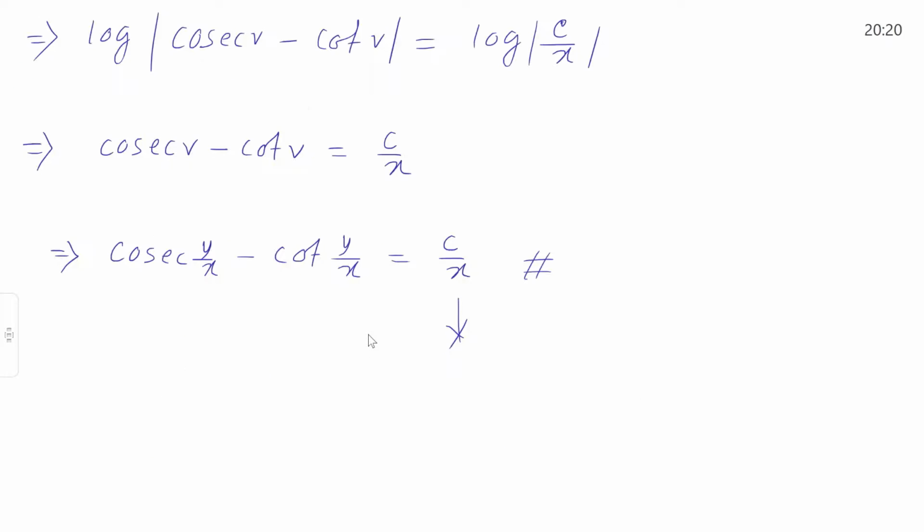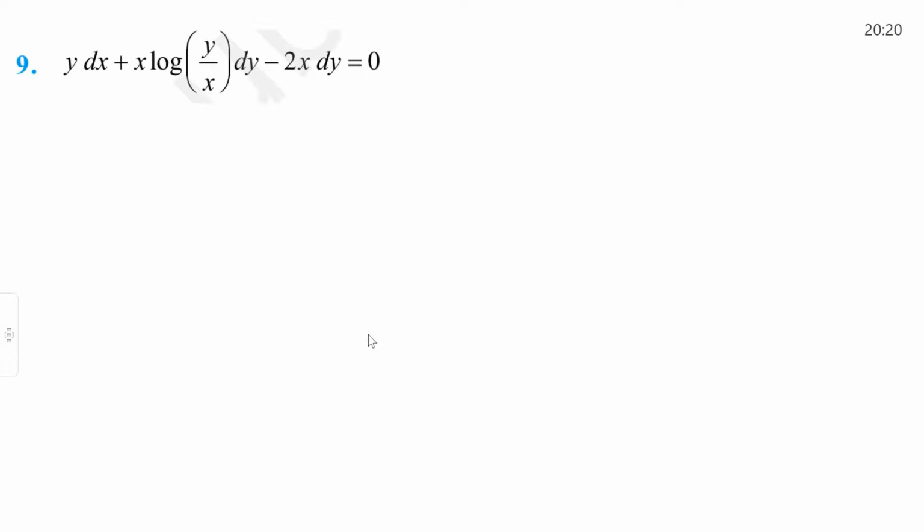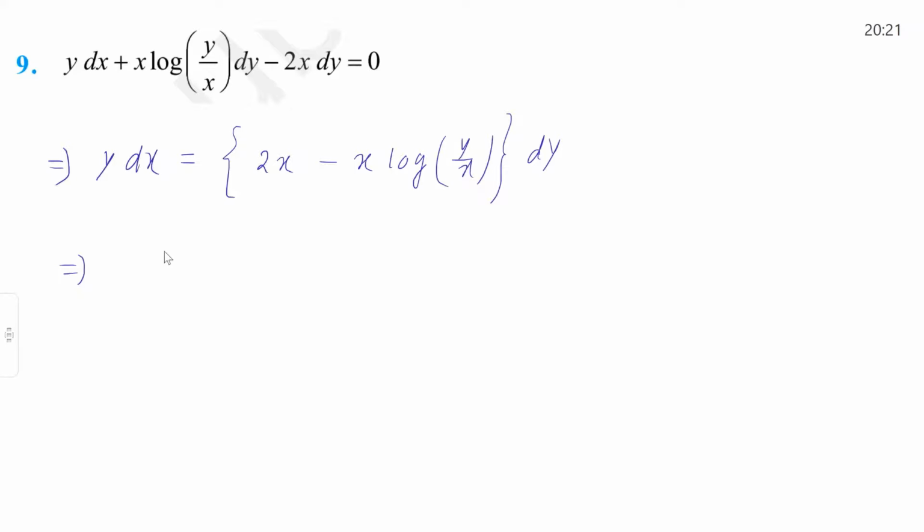Okay, so next I'll take question number 9. I think you can do this. The process is the same: first make dy/dx. Then y dx is equal to the right hand side of dy, common, so you can write x log of y/x, minus, plus, yes sorry, this becomes plus, so you will get twice x minus x log of y/x, with the whole dy common. I am taking dy common.